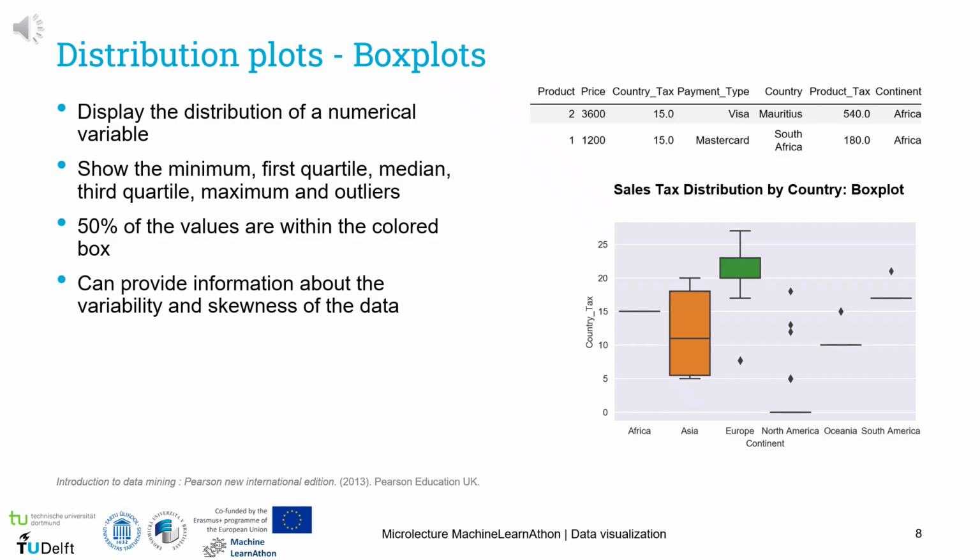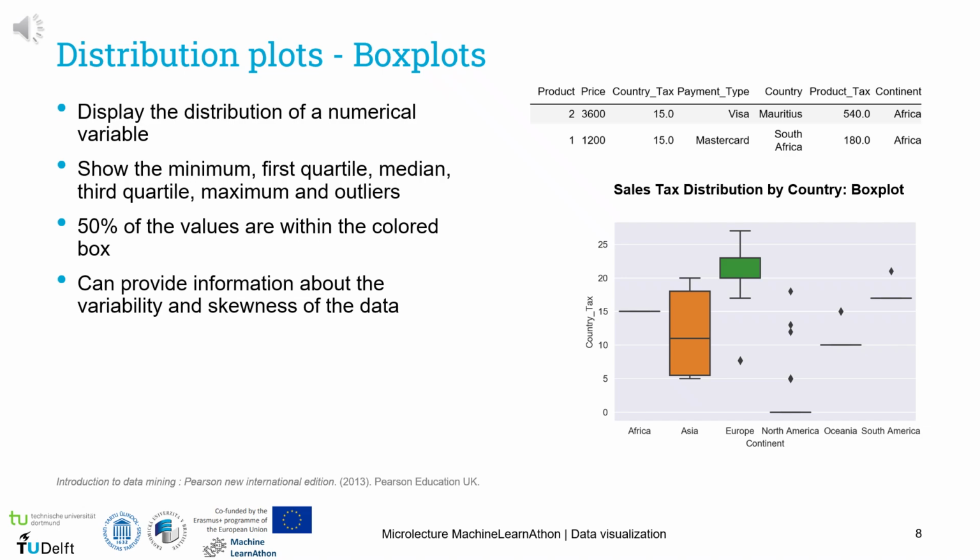meaning if you order numerical values, then it's the one in the middle. And they also display the minimum and maximum value, they display outliers, and they also display the quartiles. Meaning, for example, that within the colored boxes, there lie 50% of the data.